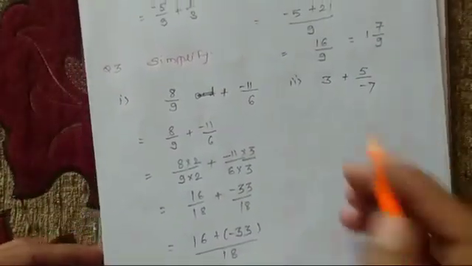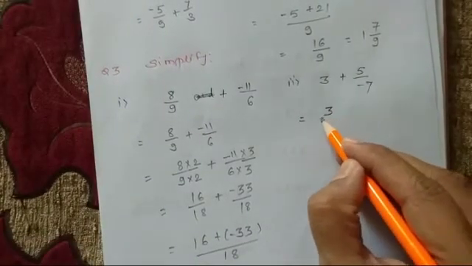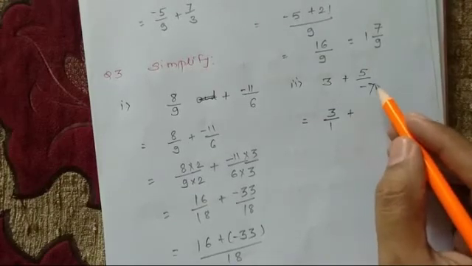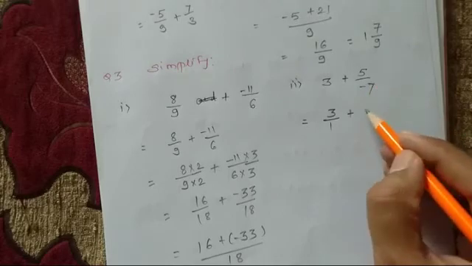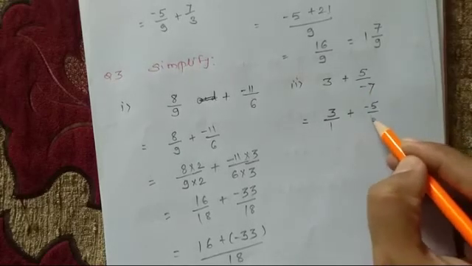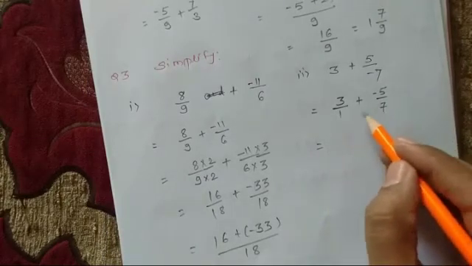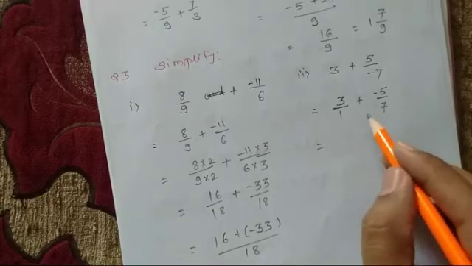Next question is 3 plus 5 upon minus 7. So 3 we can write as 3 upon 1, and we know that while operating, the rational numbers must be in standard form. So you can write this 5 upon minus 7 as minus 5 upon 7. Now again you can either use cross multiplication method or you can convert them into like fractions. So let's use here the cross multiplication method.